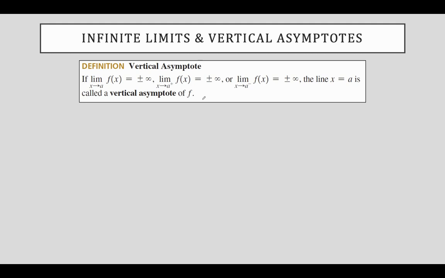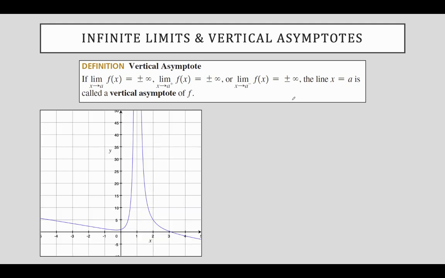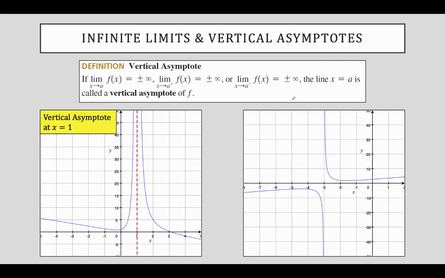So if we are evaluating a limit as x approaches some real number a, and we get an infinite limit, meaning our answer is positive or negative infinity, that means the line x equals a is going to be a vertical asymptote. And that's just what we saw in our first two examples with our graphs. We had a vertical asymptote at x equals 1, and in our second graph, we had a vertical asymptote at x equals negative 3. Very important relationship. If we are evaluating a limit as x approaches a real number a and we get an infinite limit, meaning the answer is positive or negative infinity, then we have a vertical asymptote at x equals a.